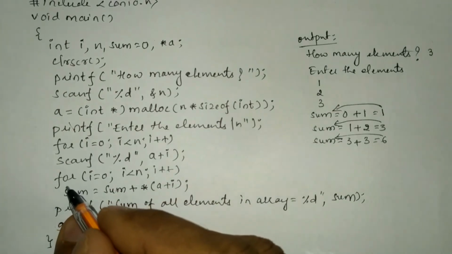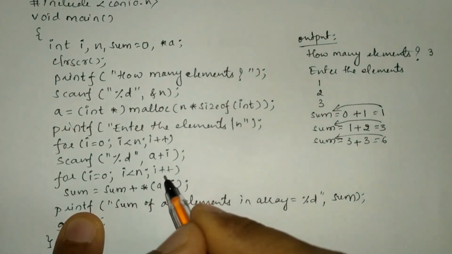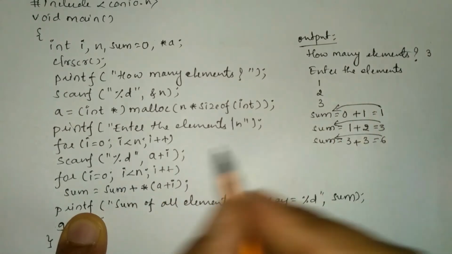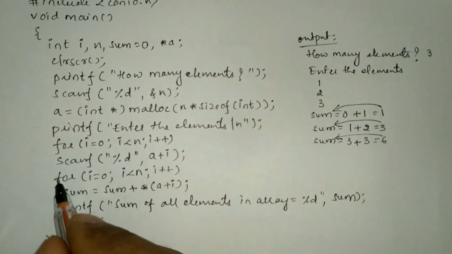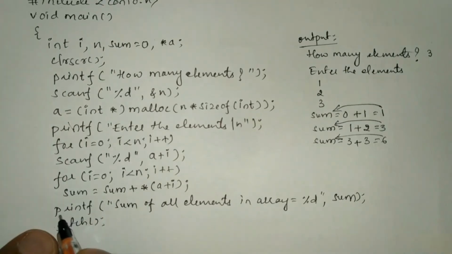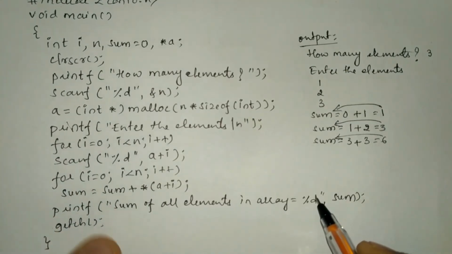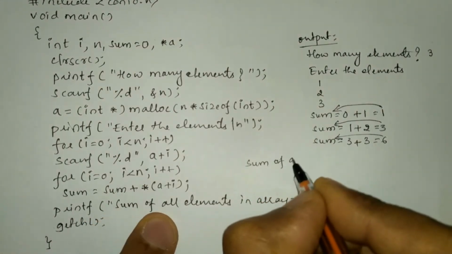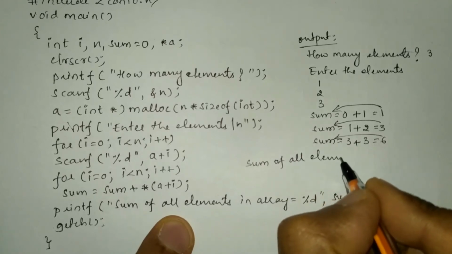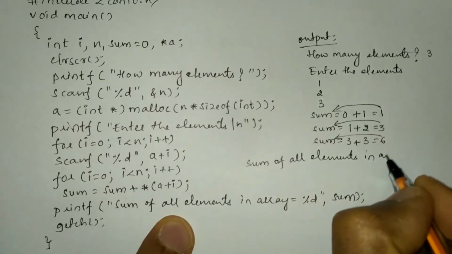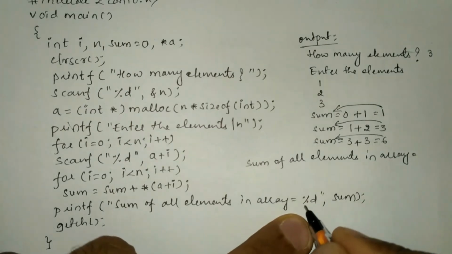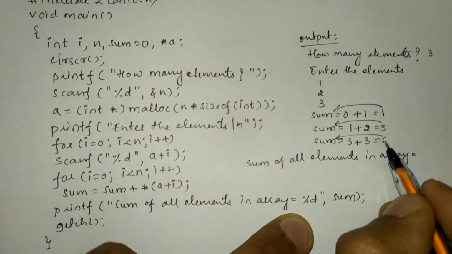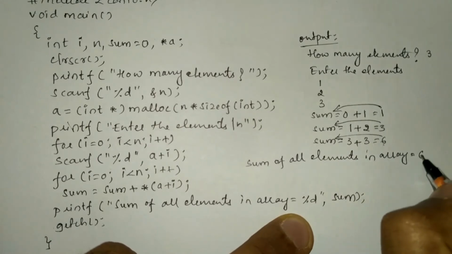Again control transfers to the for loop by incrementing the value of i by 1. Now i value is 3. 3 is less than 3? No. The condition fails. Once the condition fails, control comes out of this looping structure and it is going to print the next statement. Here the next statement is "sum of all elements in array is equal to %d" associated with the sum variable. So sum is holding value 6. So it is going to print 6.